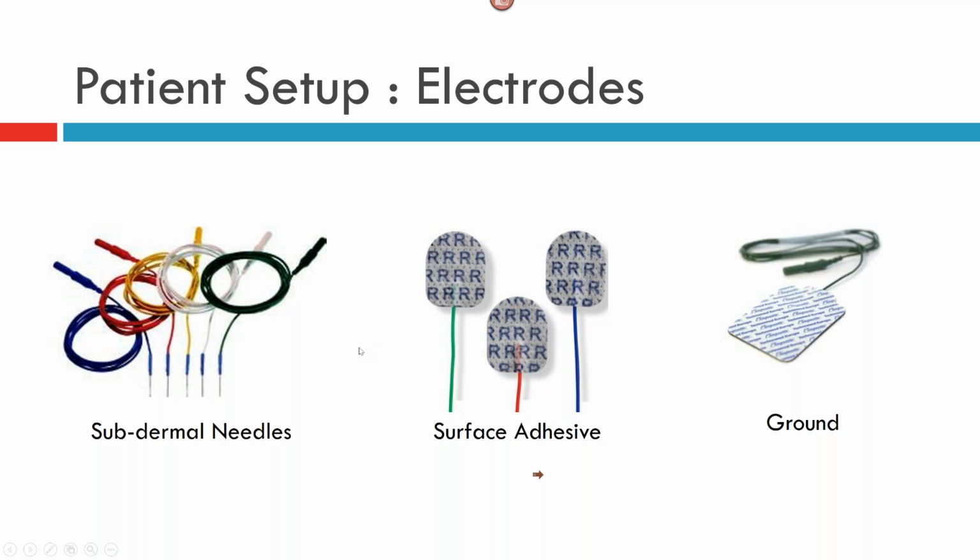Needle grounds are very poor grounds. They produce a lot of artifact, 60 hertz noise, and they have stimulation artifacts. So if you have issues with your stimulation artifact, start using the ground electrode, which makes your life much easier.